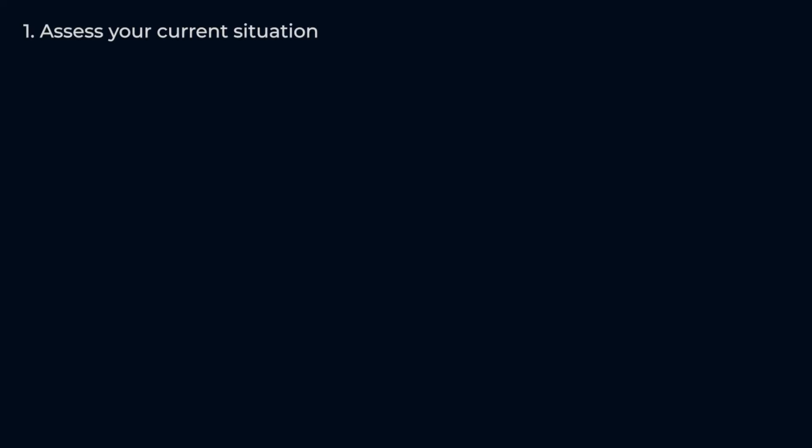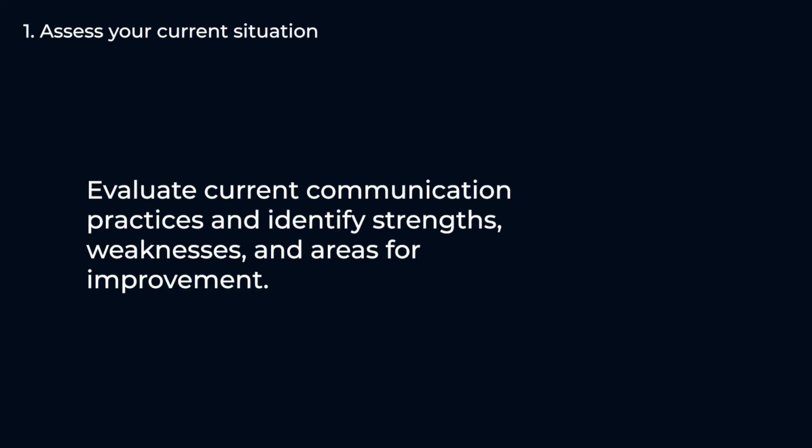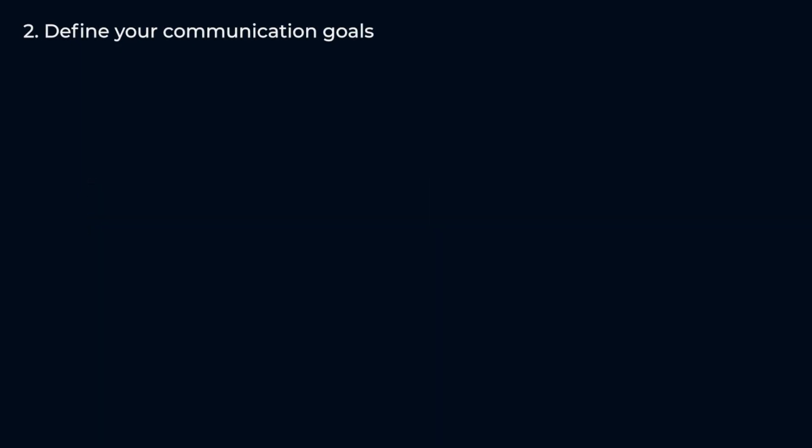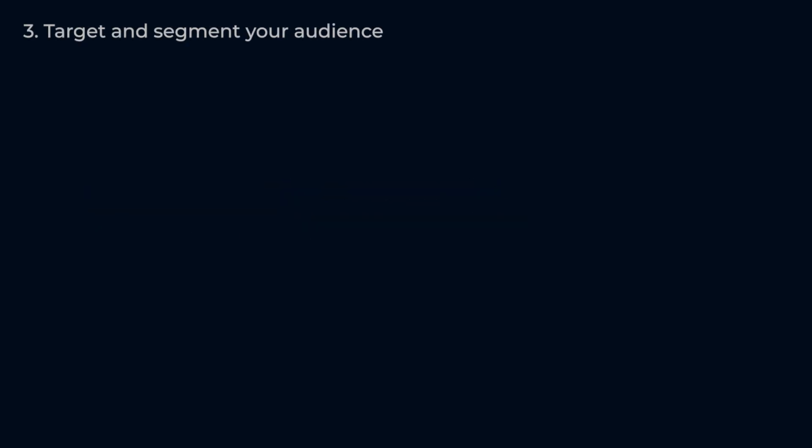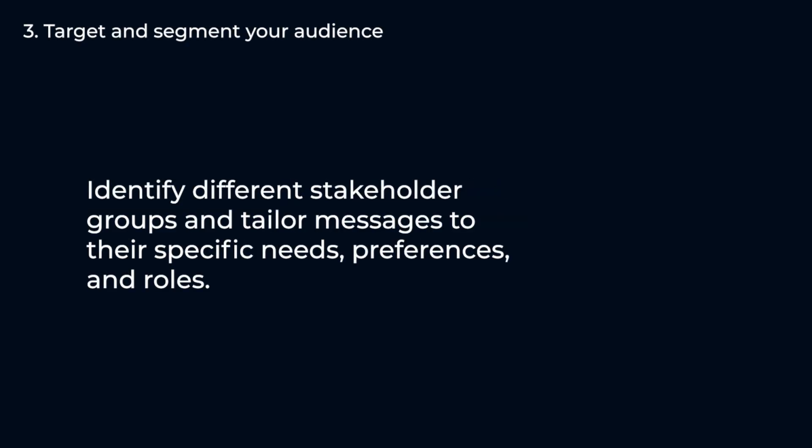Assess your current situation, evaluate current communication practices, and identify strengths, weaknesses, and areas for improvement. Define your communication goals. Set clear objectives aligned with PLM initiatives, such as increasing awareness, fostering buy-in, or facilitating collaboration. Target and segment your audience. Identify different stakeholder groups and tailor messages to their specific needs, preferences, and roles.